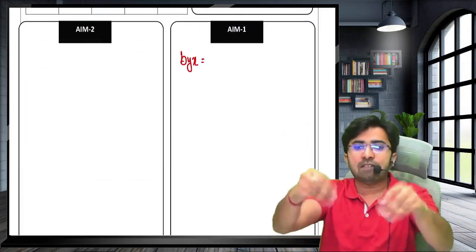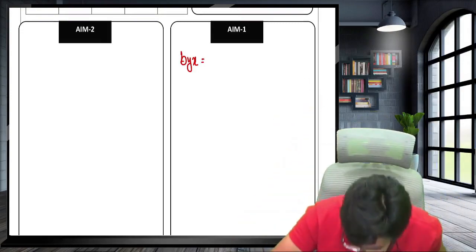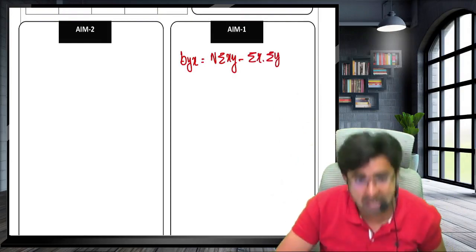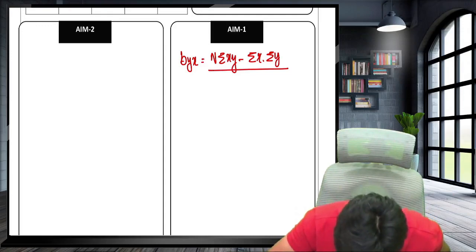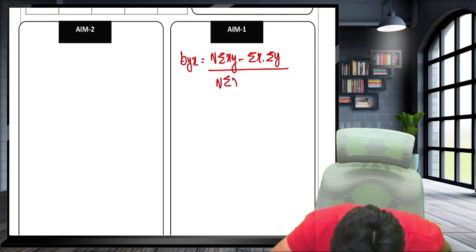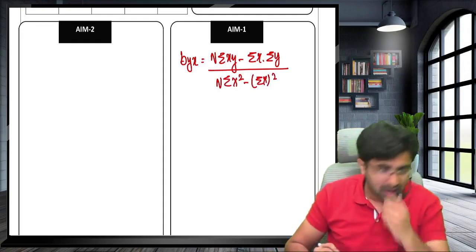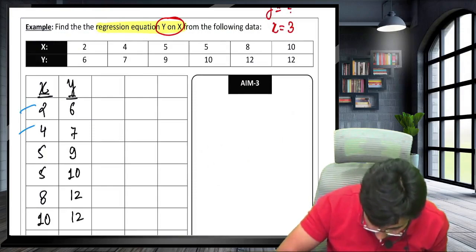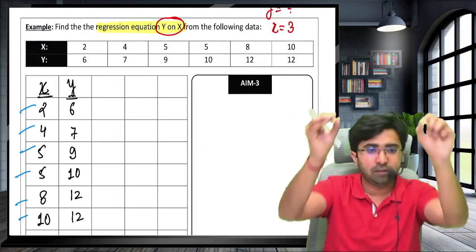We have all the observations, so we can compute summation of xy, summation of x, and summation of y. Then in the denominator, we will have n summation x square minus summation of x whole square. Now we can have everything. What is n? n is the number of observations: 1, 2, 3, 4, 5, 6. So we have n.